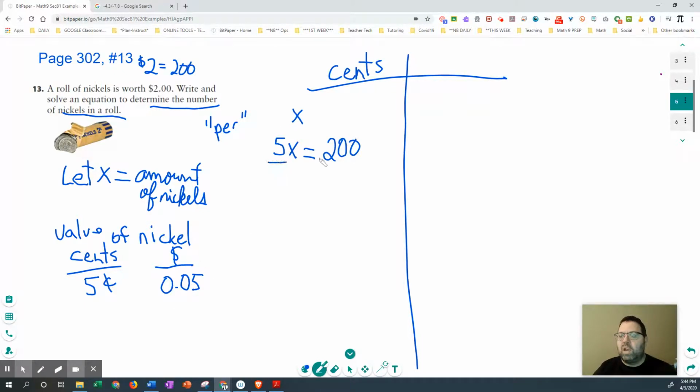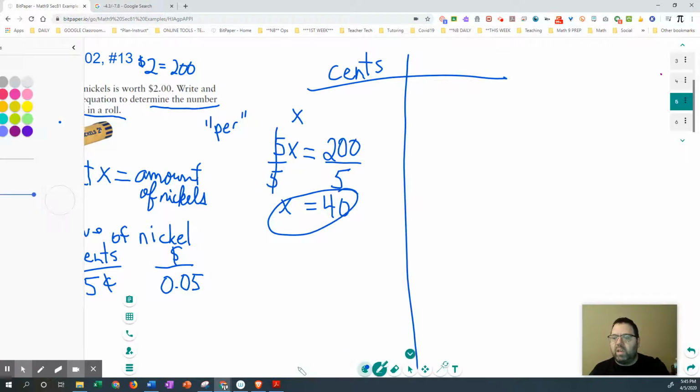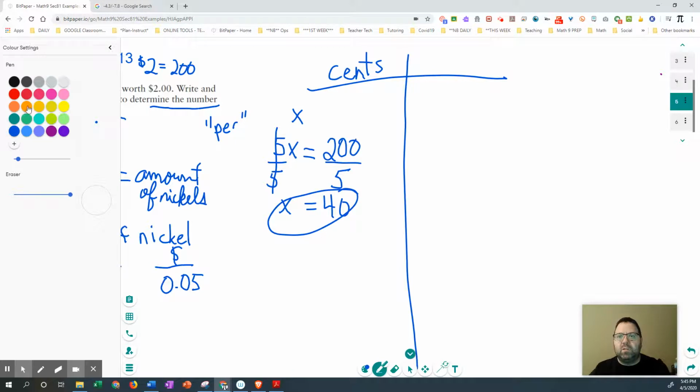So now this is just a one-step equation, and you divide both sides by 5. Okay, that reduces to a 1x. 200 divided by 5 is 40. Okay, what does this look like if you just skipped all that, that cents nonsense and just kept it in dollars the way it's written? All right, well, that's what this looks like.